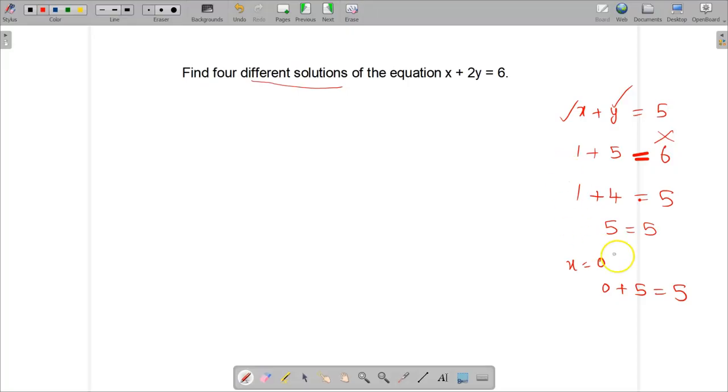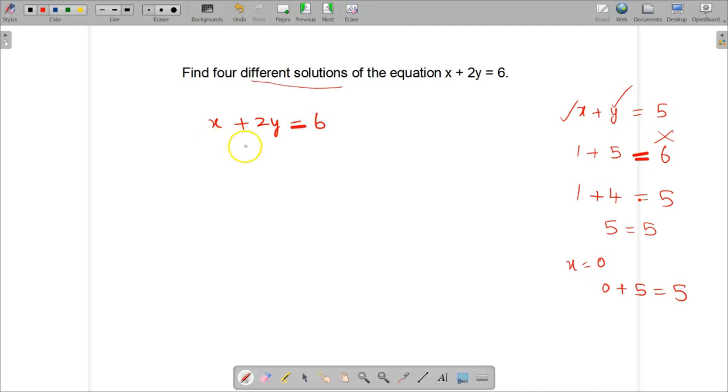Here I have determined only two solutions, but it is not that every equation has only two solutions. Every equation can have an infinite number of solutions, which you have to understand at this point. Out of infinite solutions they are asking for only four. So this is the equation where I have x + 2y = 6.